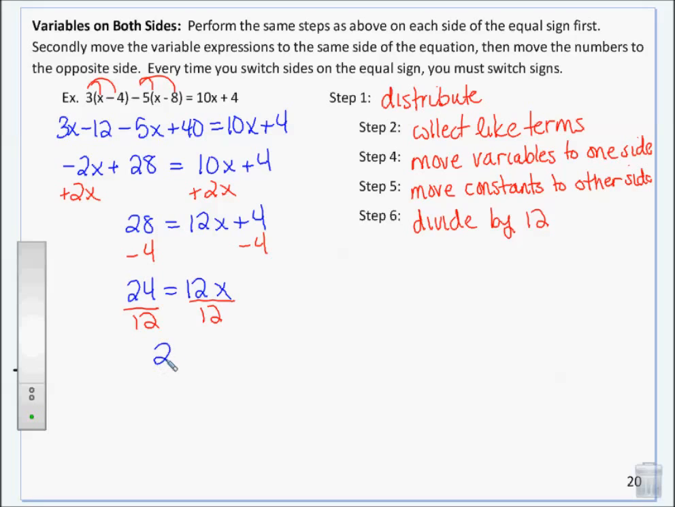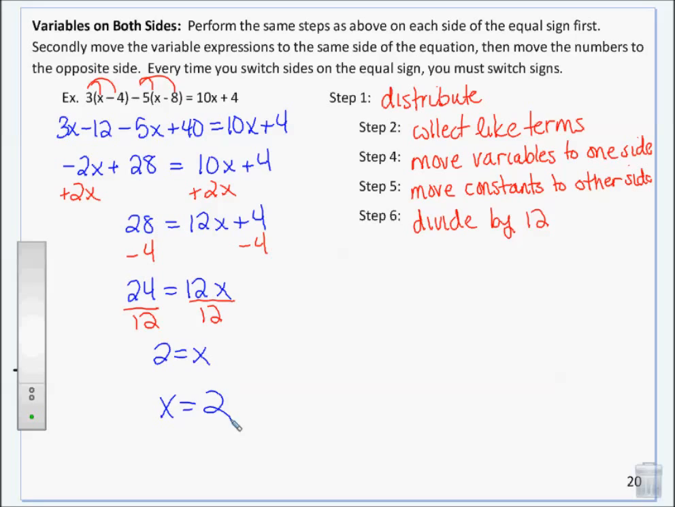And that gives me 2 equals x, which is perfectly acceptable. But if you're like me, 2 equals x just kind of makes me go, eh. So I fix it. But you don't have to. This step that I just did is just a preference thing.